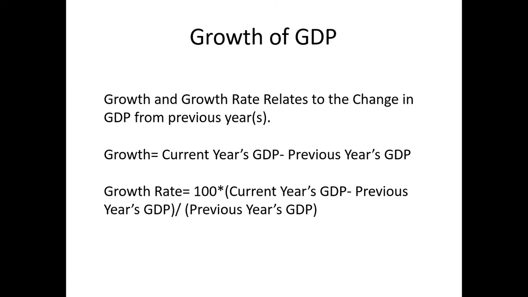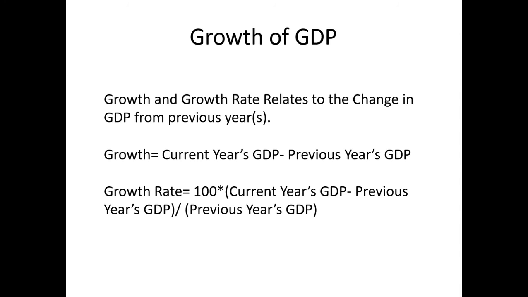So say for example, in 2019, if the GDP was something around rupees 100 billion, and now it is say rupees 150 billion, the difference would be rupees 50 billion, and that divided by rupees 100 billion and then multiplied by 100 would give us the growth rate at which India is performing in the current year, or 2020.